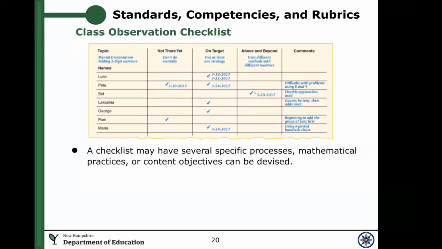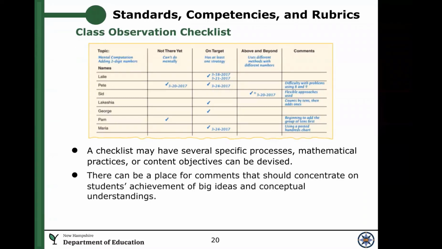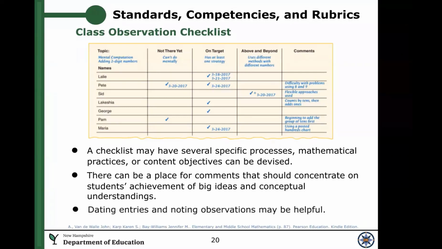So you can have a specific process. This one is mental computation or adding 2-digit numbers, but it could be any mathematical practice or content area objective that you have. And then what also happens is I really like the place for comments, because every once in a while you get a little nugget of information on a student that is really helpful for you that you might not have gotten if you're just using the checklist. The dates also really help, so you know exactly when you are seeing this particular information, and so that you can go back and say, okay, this was 3 weeks ago, let's see where they are today.